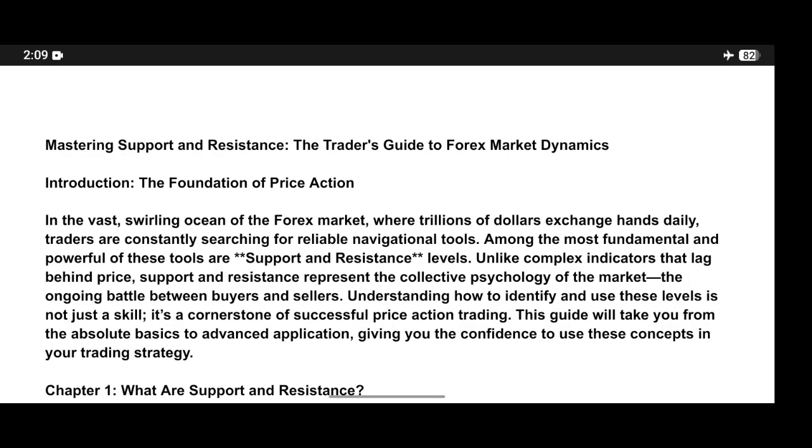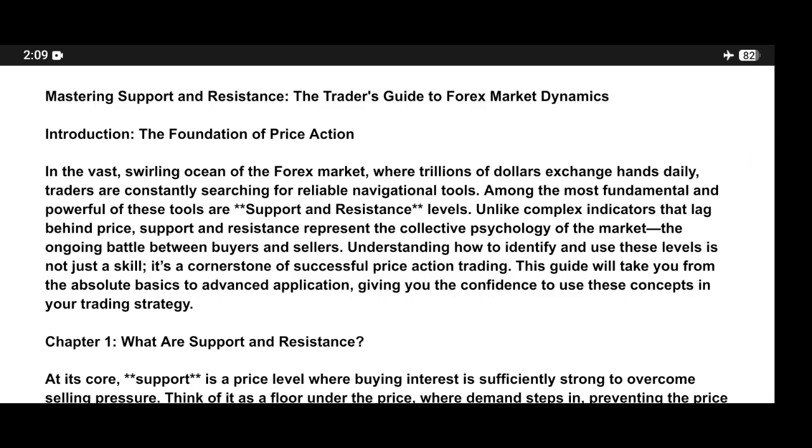In the vast swirling ocean of the forex market, where trillions of dollars exchange hands daily, traders are constantly searching for reliable navigational tools. Among the most fundamental and powerful of these tools are support and resistance levels. Unlike complex indicators that lag behind price, support and resistance represent the collective psychology of the market, the ongoing battle between buyers and sellers.